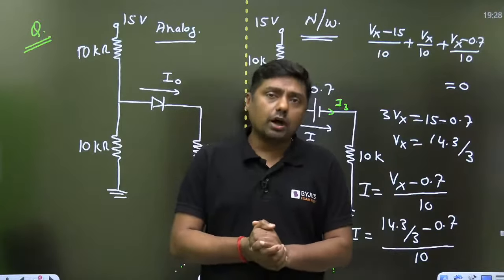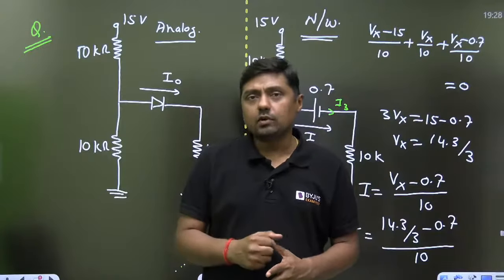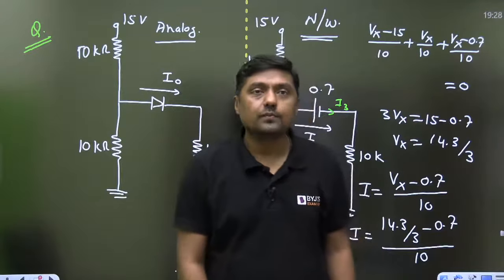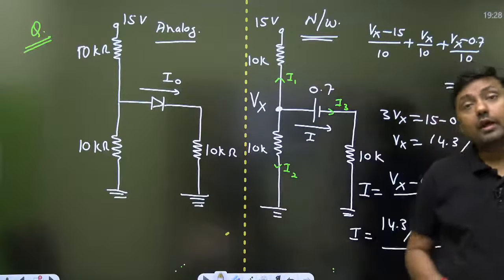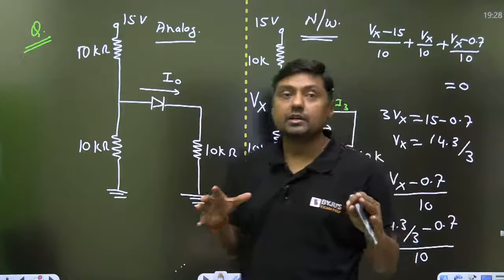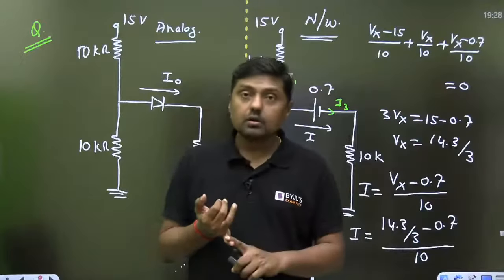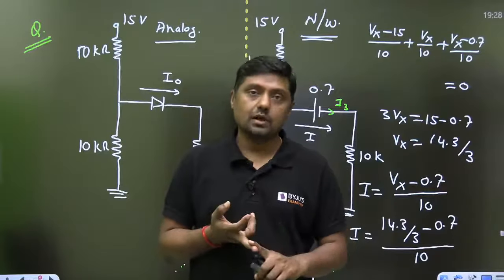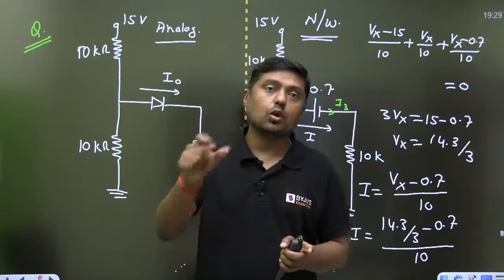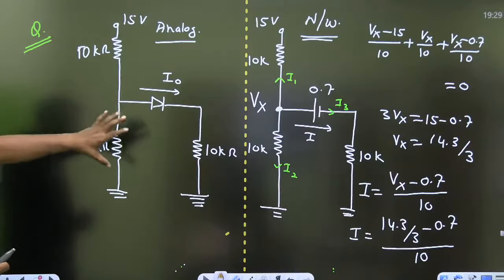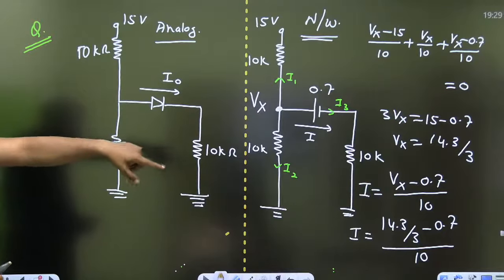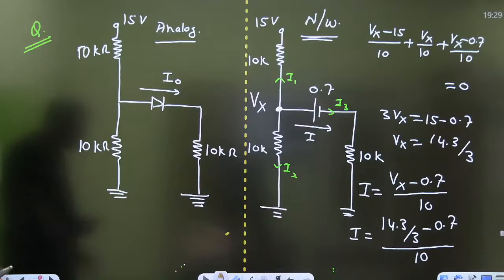Without getting command over KCL, KVL, mesh analysis, nodal analysis, Thevenin's theorem, superposition theorem, two-port network, is it possible to get command over analog? Is it possible? Not possible. And that's why I am taking the Super 3 subjects. Super 3 means network, then analog, and then digital, because some topics of digital are based on analog. This is the start of your preparation. I am just giving you the hint. Start your preparation now. You can solve it and get the answer. It's up to you.